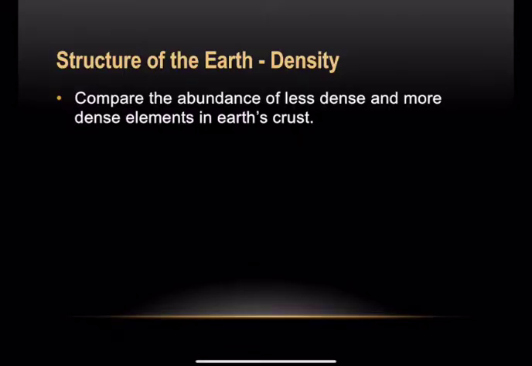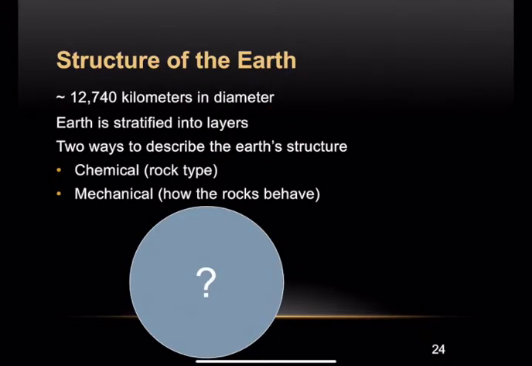So I want you to be able to do this. Compare the abundance of less dense and more dense elements in the Earth's crust: which are more common, and why should they be more common? All right, we're going to see this picture a number of times, and I apologize, we're going to get to the stratify thing here in just a second, but it's really, really important for this class that you understand this concept. So take a break for just a minute. I want you to understand this.